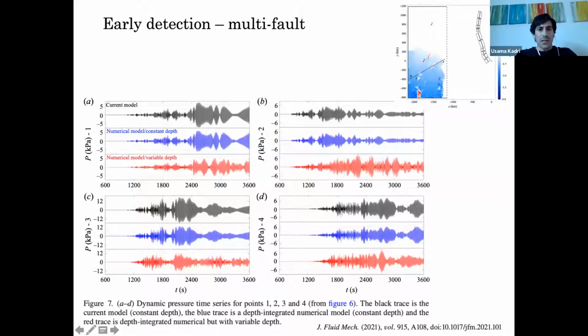This in black is the current model, which is the theoretical model, and the blue is the numerical model with a constant depth, and the last one is with the actual depth, the variable depth.